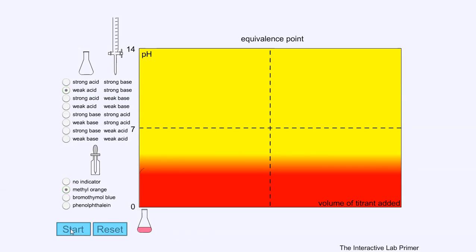What about a weak acid, strong base titration? So if I choose methyl orange and I start, notice that the red color becomes a sort of orangey color for a long time, and then it turns yellow even before we reach the equivalence point. So this is not a suitable indicator because the color change is so vague and it changes completely before we're even anywhere near the equivalence point.